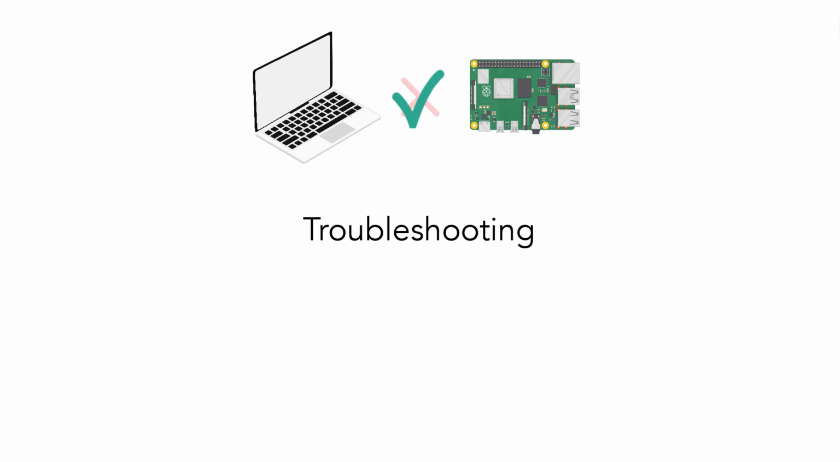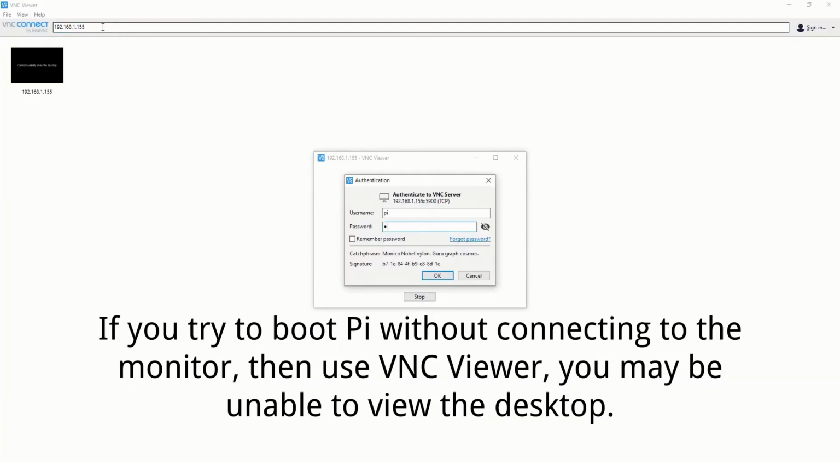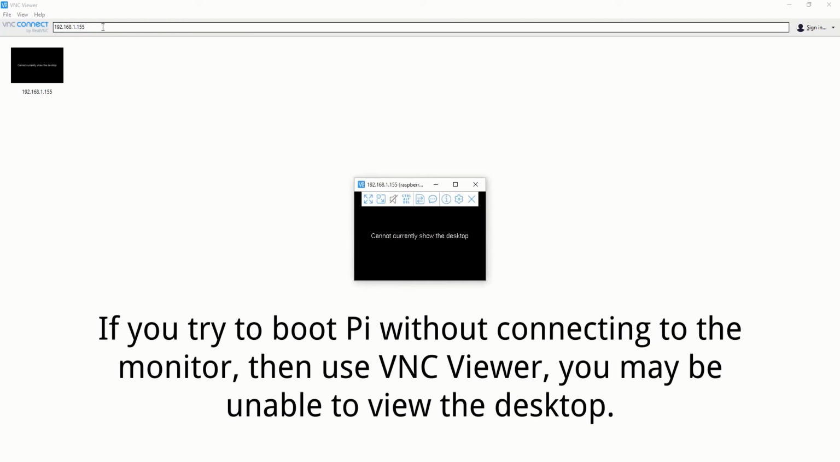Troubleshooting. If you try to boot Pi without connecting to the monitor, then use VNC Viewer, you may be unable to view the desktop. To fix this, connect back to the monitor and boot Pi.